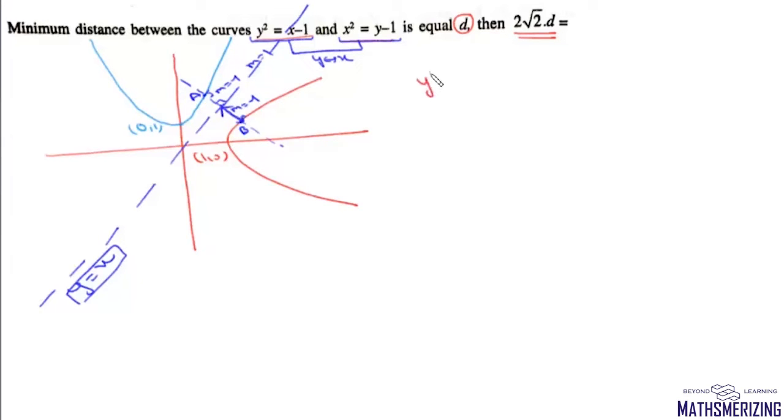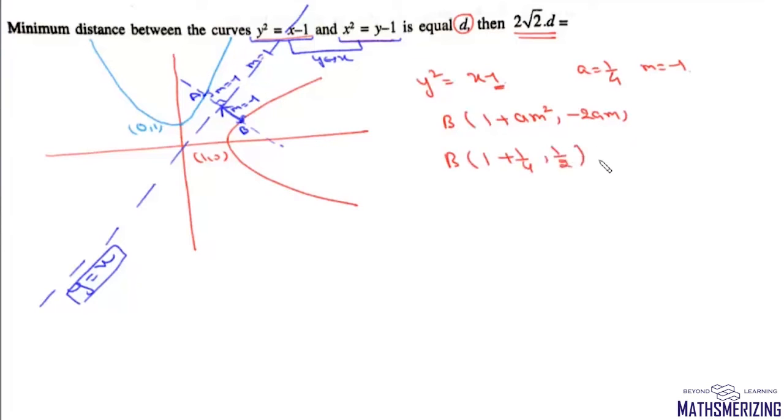Now for this parabola, y square equals x minus 1, we know that the foot of the normal, which in this case is B, will be given by 1 plus am square, and then minus 2am. Now a in this case is 1 by 4 and the value of m is simply -1. So we can write the coordinates of this point B as 1 plus 1 by 4, comma, minus m, which will be 1 by 2. So the coordinates of this point B will be 5 by 4, comma, 1 by 2.